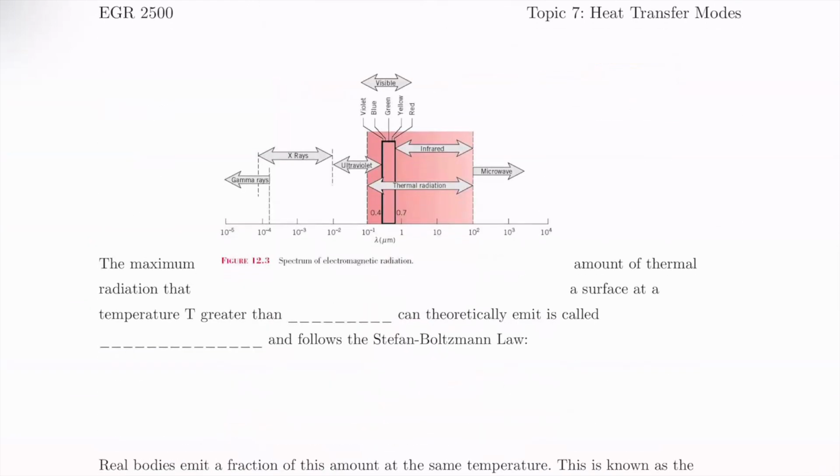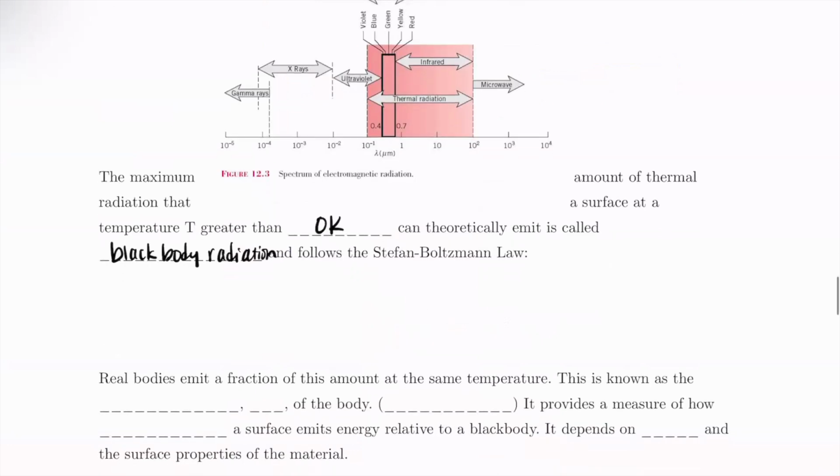And so the maximum amount of thermal radiation that a surface at a temperature T greater than absolute zero can theoretically emit is called black body radiation. And it comes from the Stefan-Boltzmann law. All right, which looks like the following. So we have Q dot emit max is equal to sigma times area times temperature to the fourth.